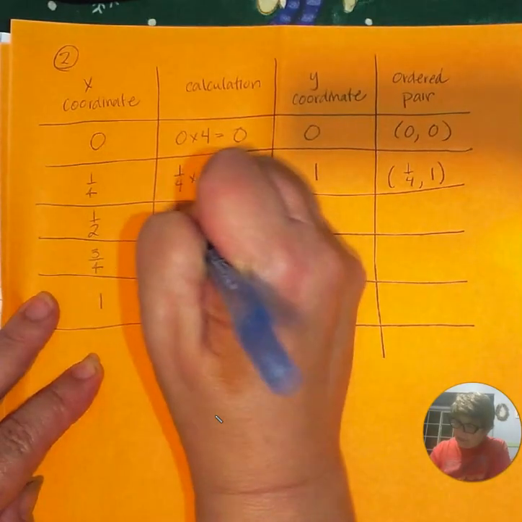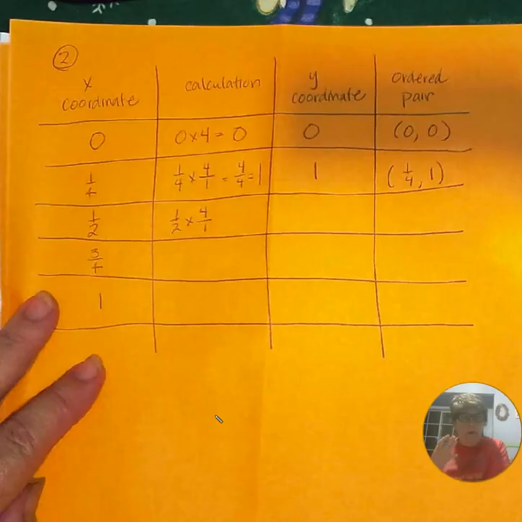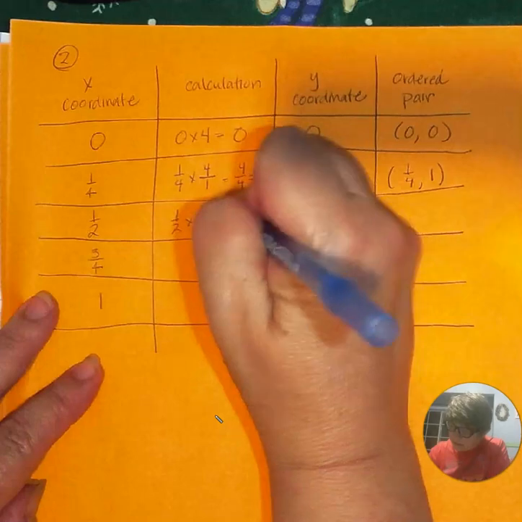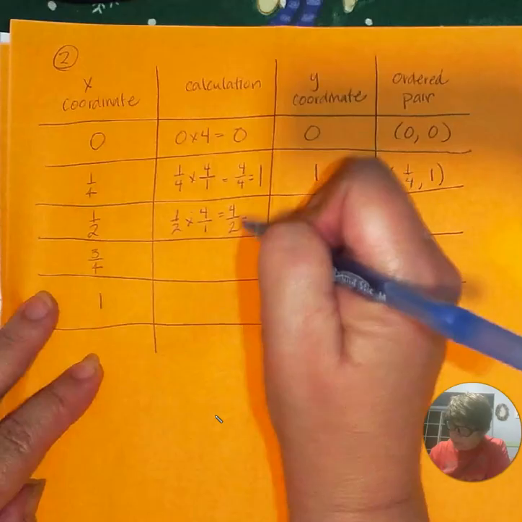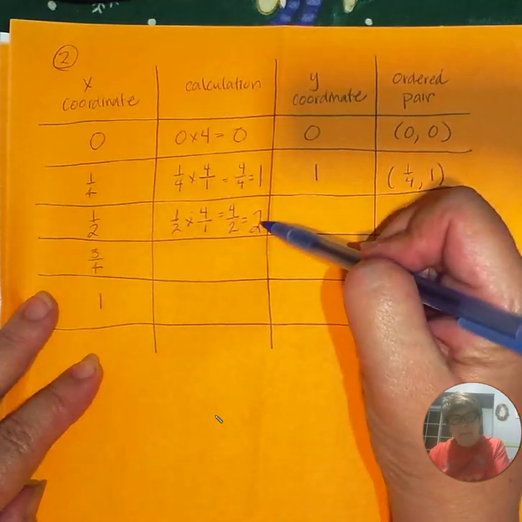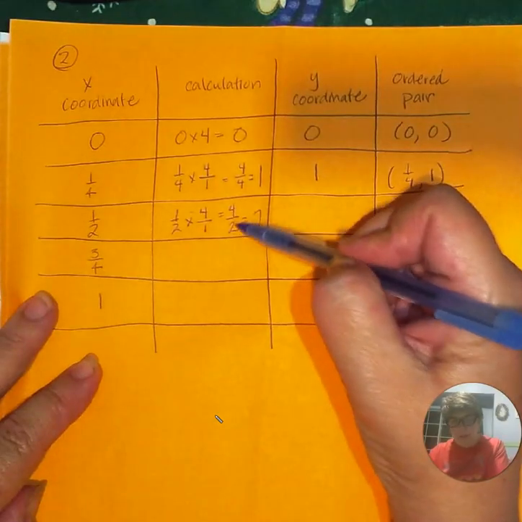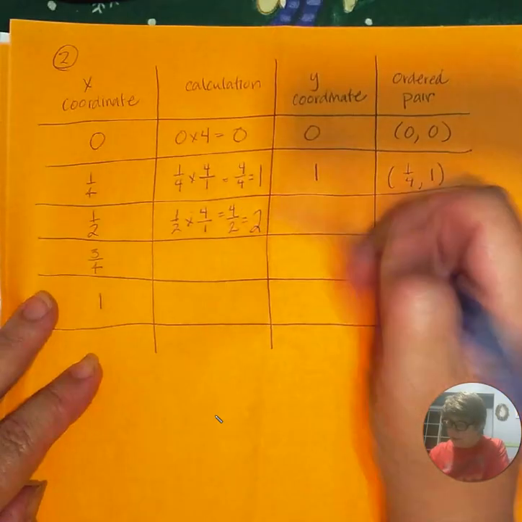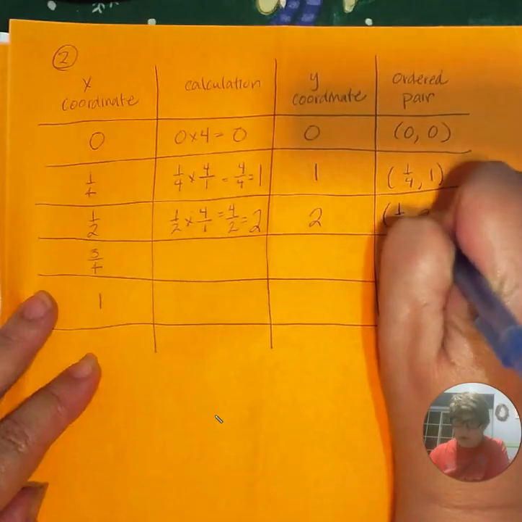1/2 times 4, right? Now you can also picture half of a cookie, and 4 of those, 4 halves, should be 2, right? So 4 times 1 is 4. 2 times 1 is 2. 4 divided by 2 is 2, right? So we want to change it to our whole number, right? 4 divided by 2, every fraction is a division problem, and that would be 2. So our y coordinate is 2. So our ordered pair is 1/2, 2.